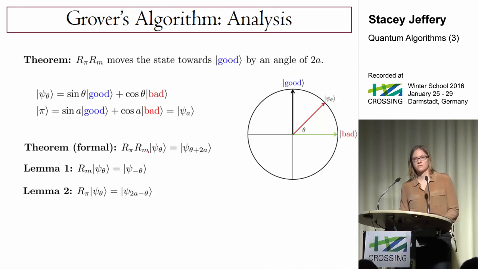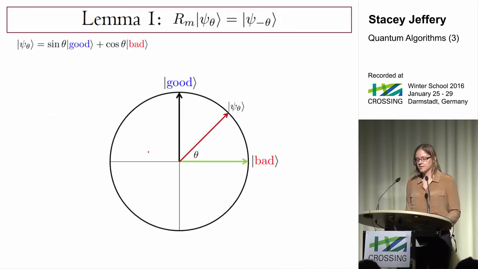Any questions at this point? Okay, so the first lemma is very easy to see. The reflection r sub m just reflects through bad, right? It's just putting a minus in front of the good component and fixing the bad component, which is the same as reflecting through bad. And so, of course, this is going to give us an angle of minus theta from bad. But we can also prove it very easily using trigonometry.